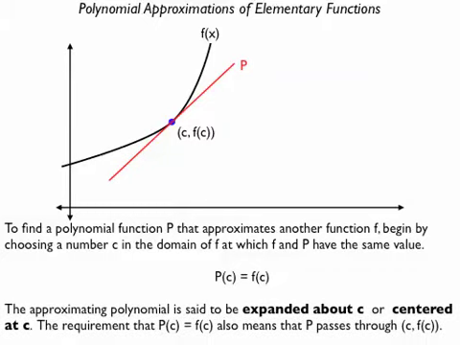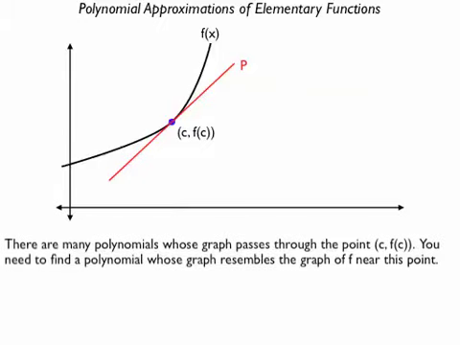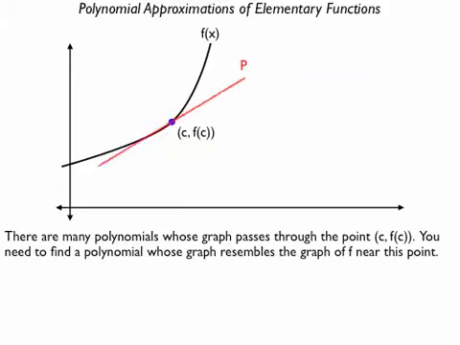Now this is going to be an important notation. The approximating polynomial is said to be expanded about c, or centered at c. And the requirement that p of c equals f of c also means that p passes through c comma f of c. But as I was saying, you know, my red line here, p is not a very good approximation of f of x. And there's typically an infinite number of polynomials that pass through that point right there, an infinite number of lines.